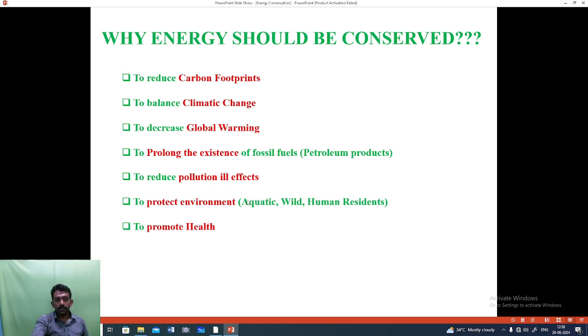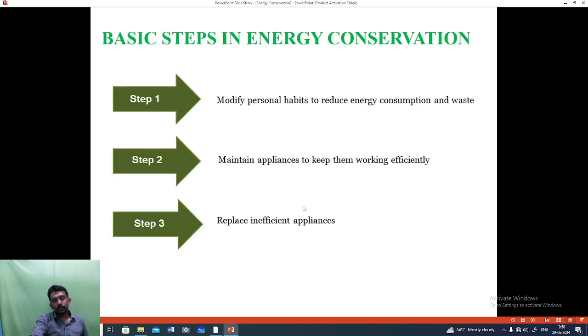So in order to gain the advantage of energy conservation, we have to be very cautious to promote our health also. So what are the basic steps in energy conservation? Basically, one has to modify personal habits to reduce energy consumption, maintain appliances to keep them working efficiently, and replace inefficient appliances. So these are the three basic steps that a normal human can follow in order to reduce energy consumption and achieve energy conservation.